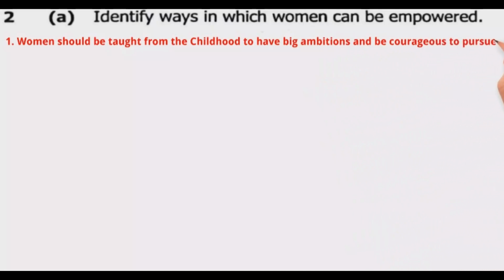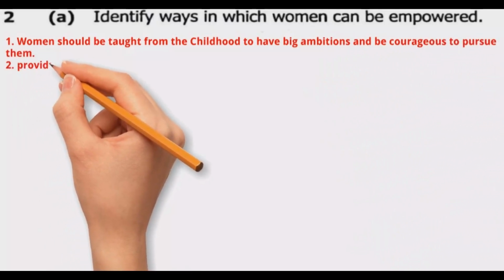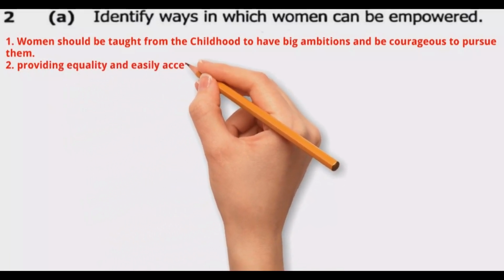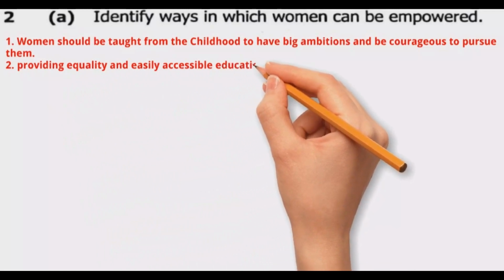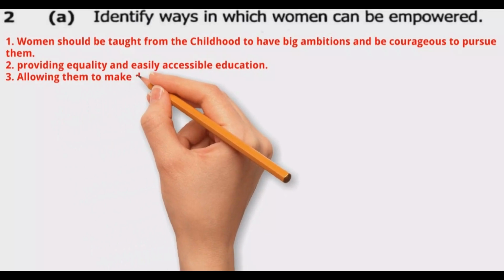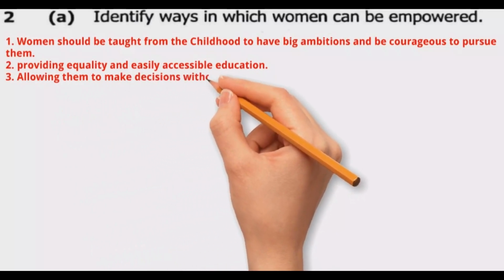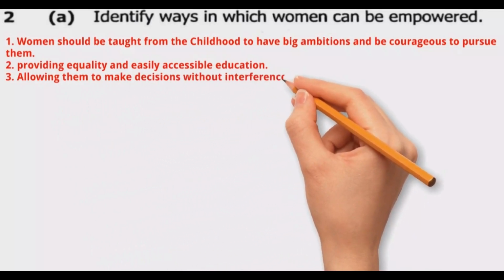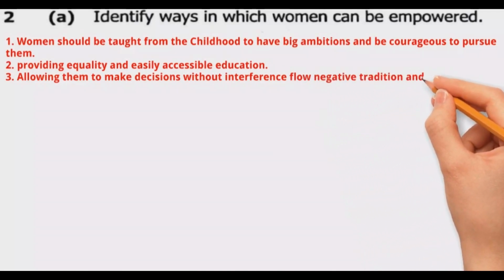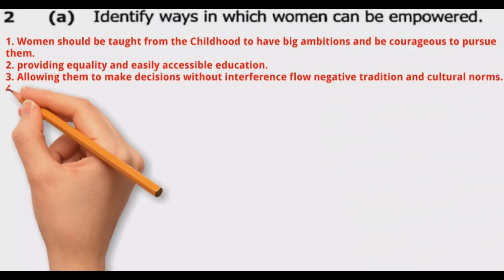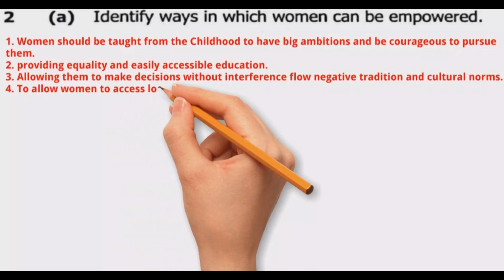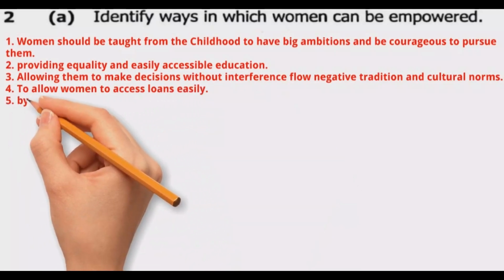Number 2, providing quality and easily accessible education. Number 3, to allow them to make decisions without interference from negative traditional and cultural norms. They should also be allowed to access loans. That is the fourth point: to allow them to access loans easily.